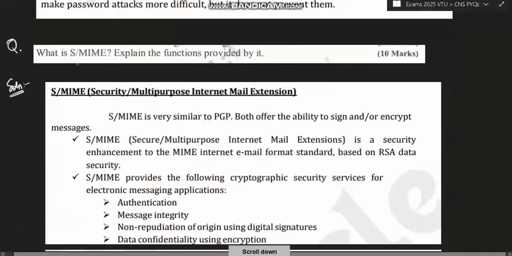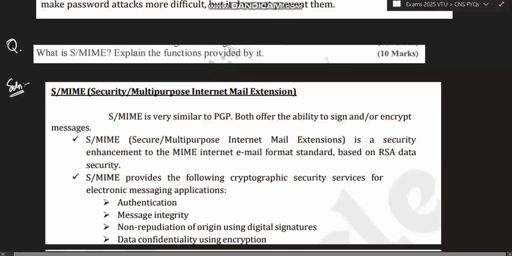Now, what is S/MIME? Explain the functions provided by it. S/MIME means Secure Multipurpose Internet Mail Extension. It is used when we send email, to make it more secure. How do we make it more secure? It is similar to PGP, Pretty Good Privacy, and both offer the ability to sign or encrypt messages.